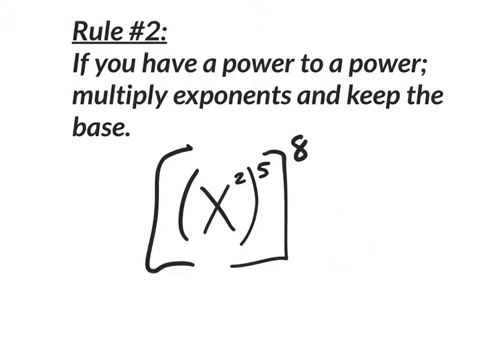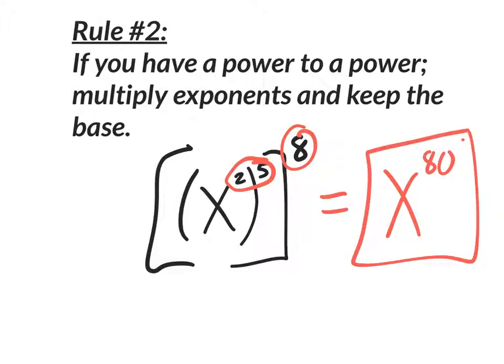Quickly. X to the second, to the fifth, to the eighth. What would the answer be? X to the 80. Because 2 times 5 is 10, and then 10 times 8 is 80. So x to the 80. You don't want to just say 80. You want to say x to the 80th power. I think that's good enough for rule 2.